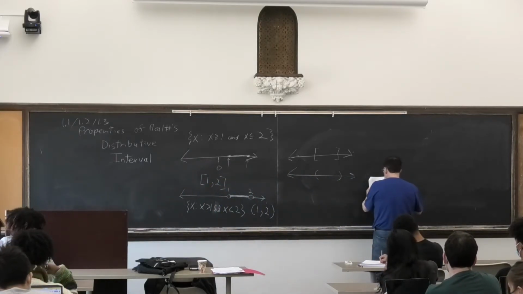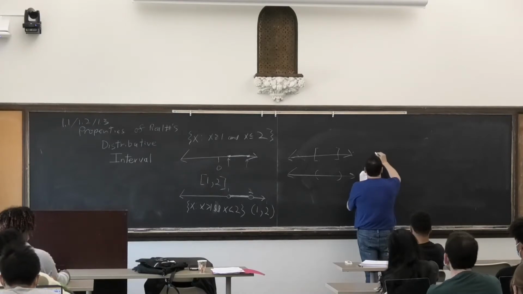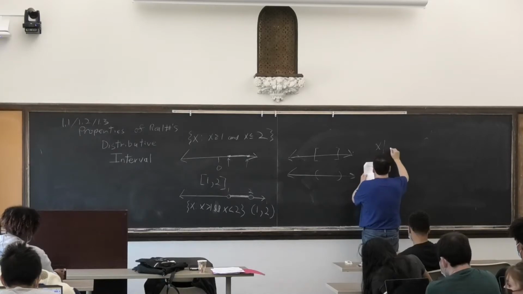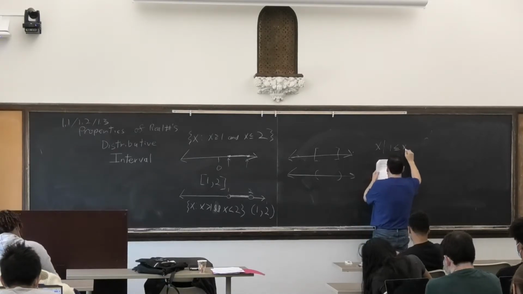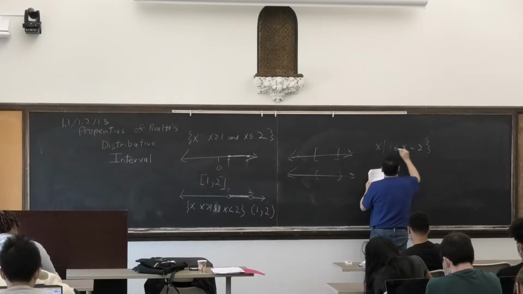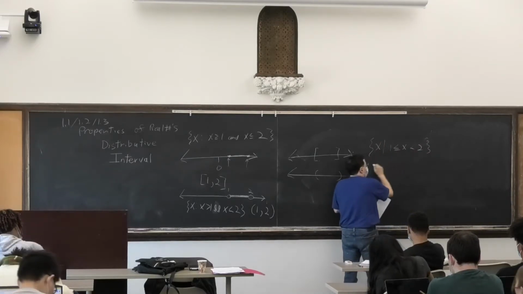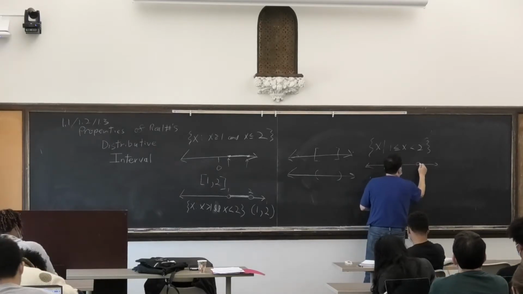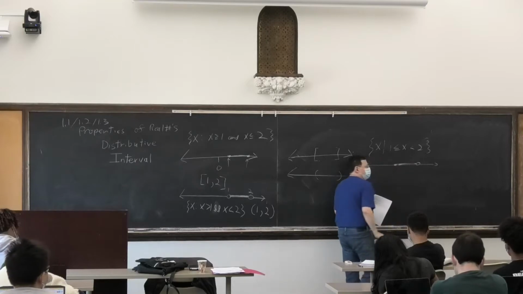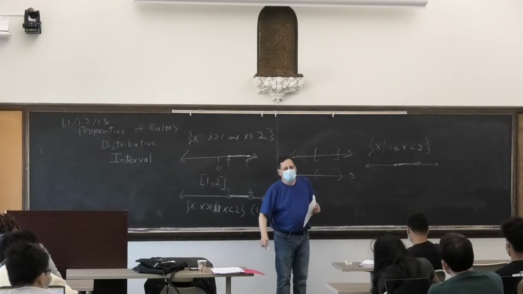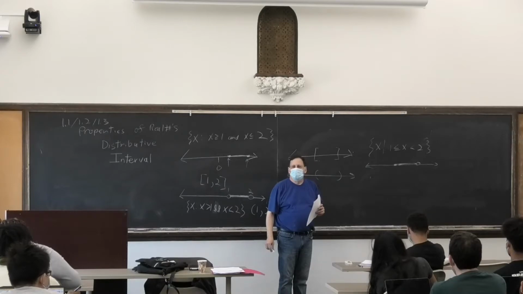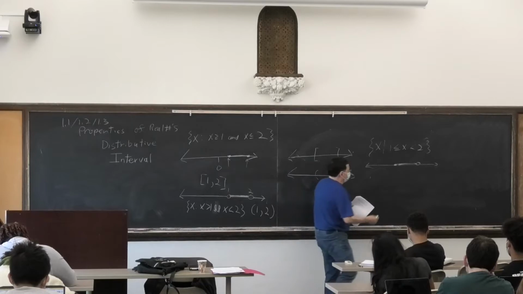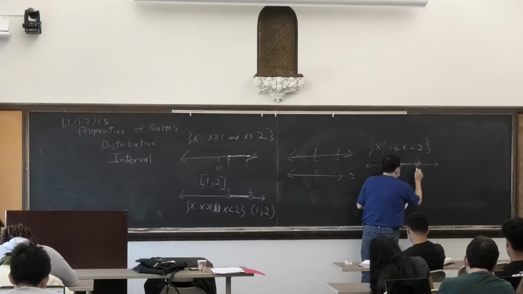You could have x such that, one endpoint but not the other. And that's called a half open interval, half open, half closed. Again, you might draw it like this.